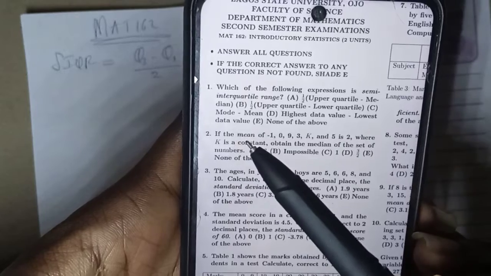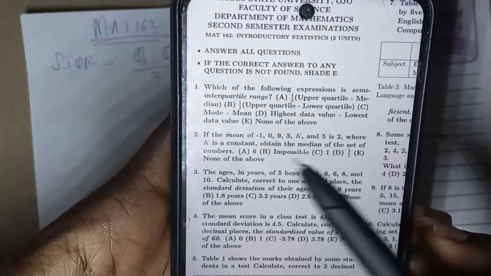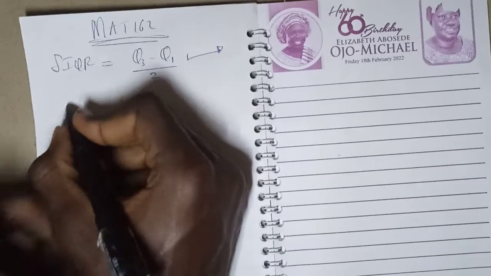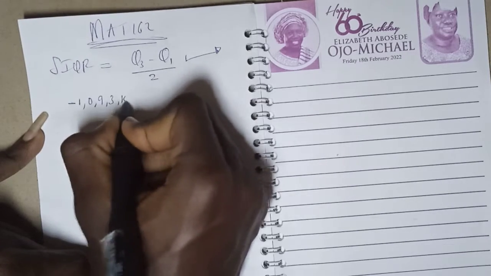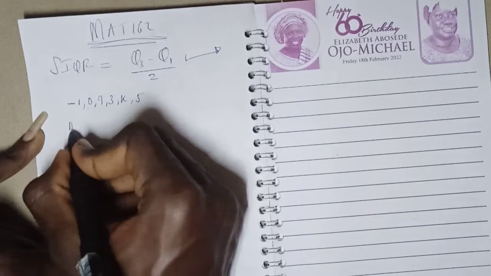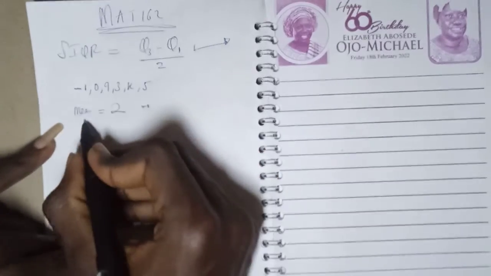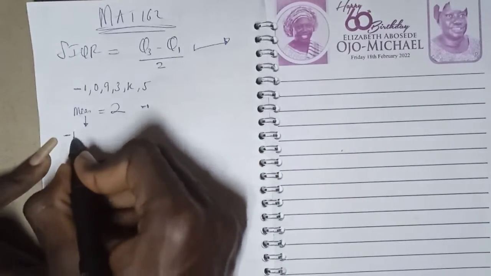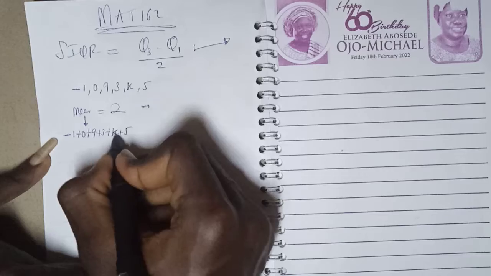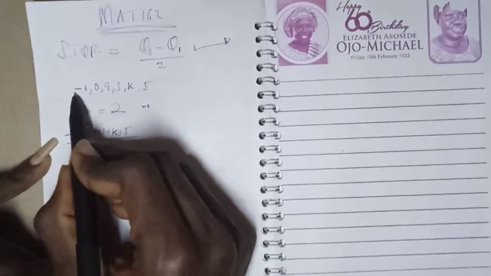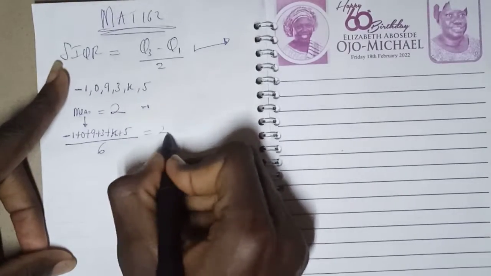For the second question, if the mean of this set is 2, where K is a constant, obtain the median of the set. I was given, let me write it out: minus 1, 0, 9, 3, K, and 5. They said the mean is 2. Do you know how to find the mean? Mean is equal to the sum of all these: minus 1 plus 0 plus 9 plus 3 plus K plus 5, divided by the number of items, 1, 2, 3, 4, 5, 6. So I have 6 of them, equals 2.